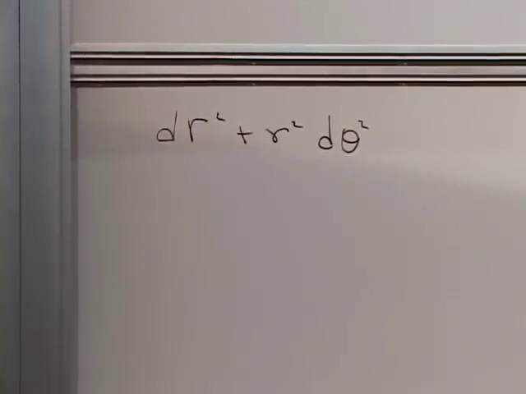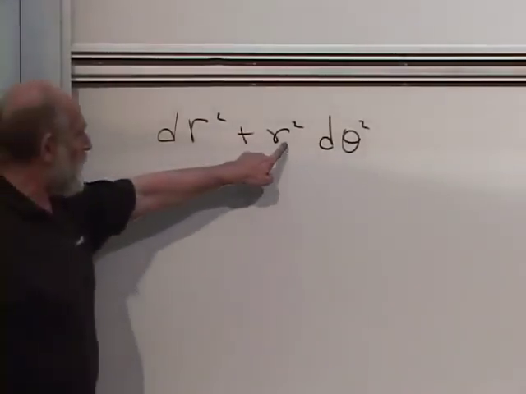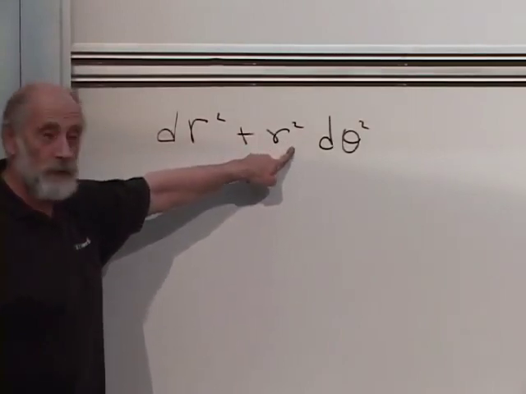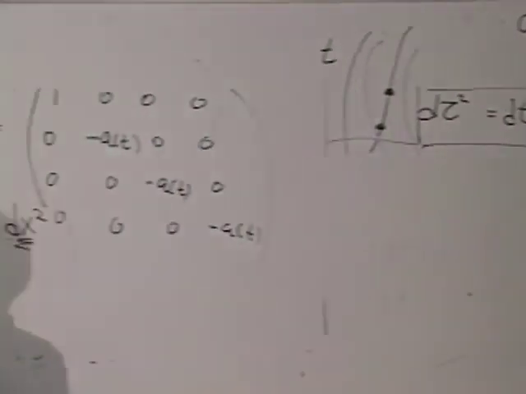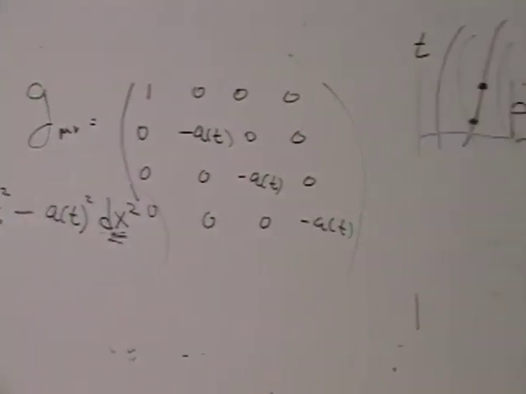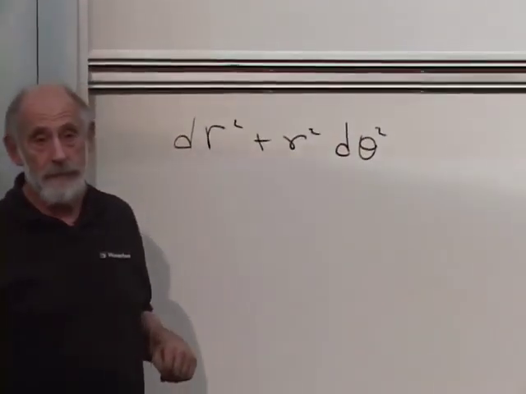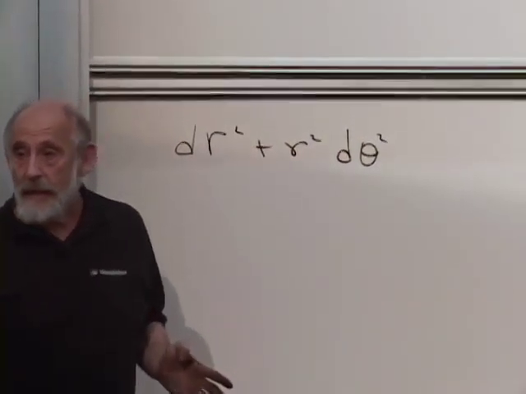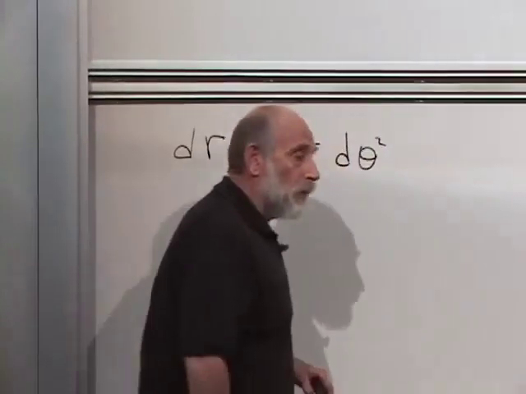The r squared is like a squared, and a is a function of t. Here, r squared is a function of r. So there's a similarity between this formula here, dt squared minus a of t squared dx squared, and dr squared plus r squared d theta squared. Now what is this space here? It's a plane. It's just polar coordinates. It's flat space-time, and it's just looking at that space-time in polar coordinates.